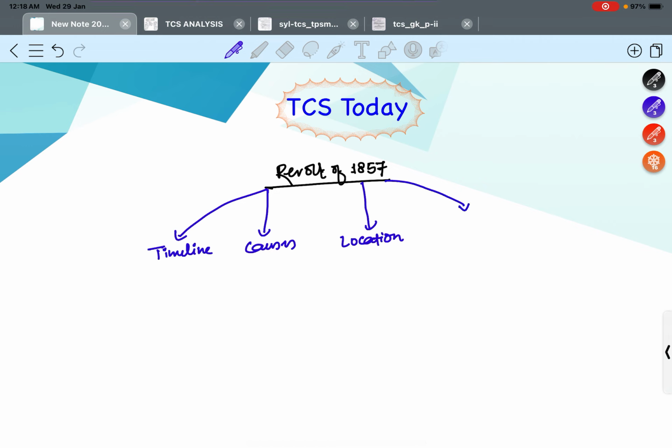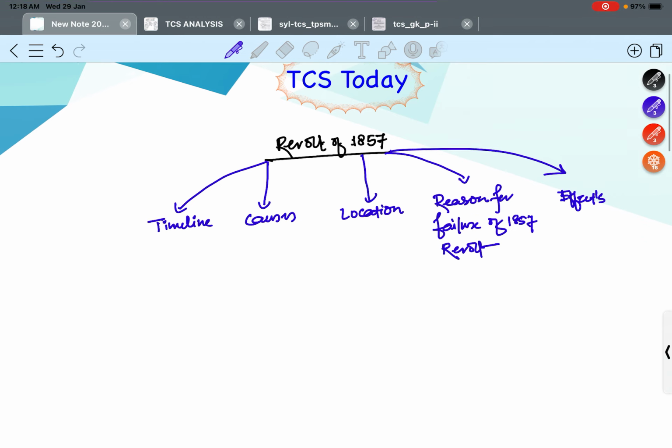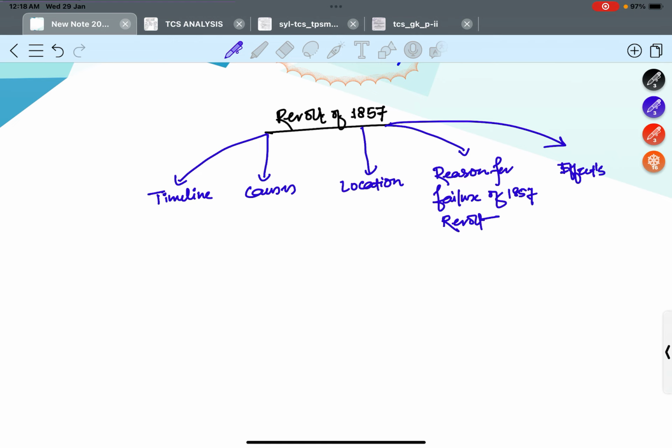They are asking about the reason for the failure of the 1857 revolt. They are also asking questions on effects. Okay, so from this topic, the revolt of 1857, we have to cover this much.